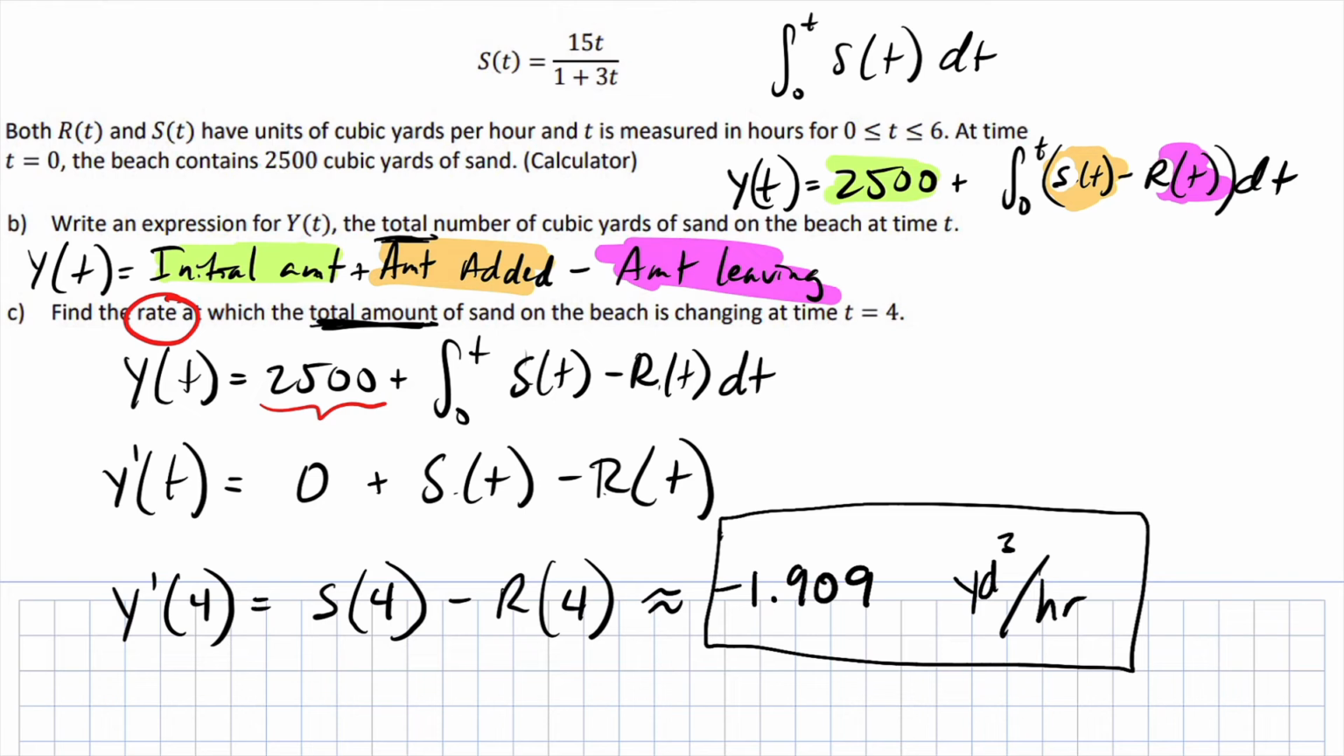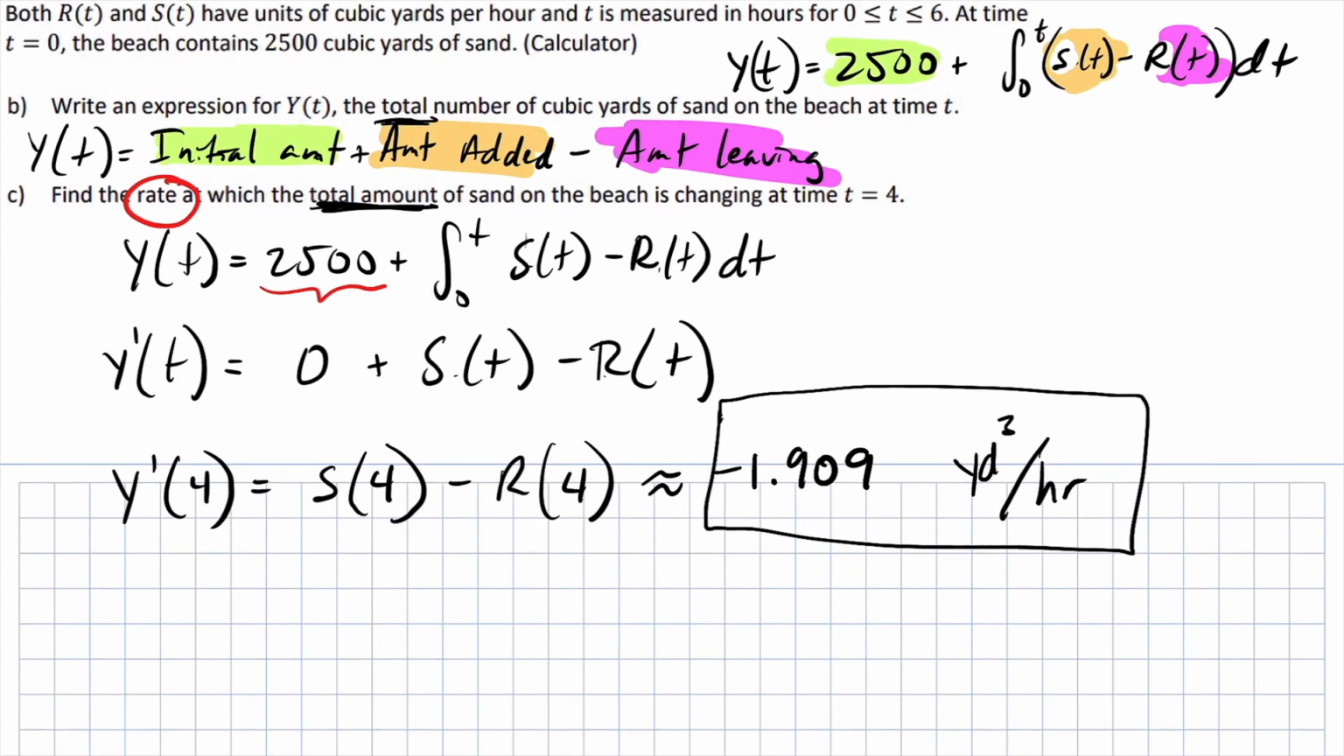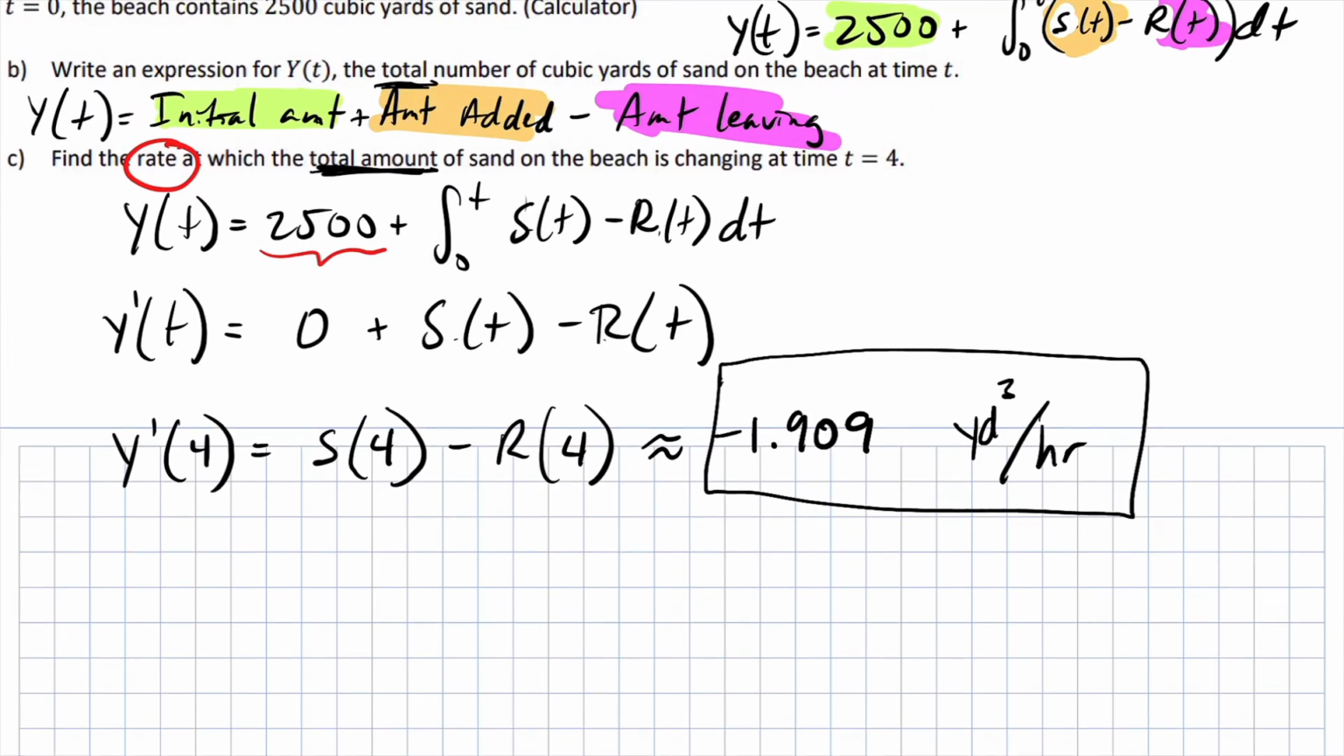So what does that number mean? Why is it negative? The amount of sand is increasing. Exactly, right? At hour 4, there's actually more sand leaving the beach than being added to the beach. The pumping station is pumping, but it's not enough. There's more leaving the beach than being added by almost 2. They're losing almost 2 cubic yards every hour, 3 by 3 by 3. Okay.